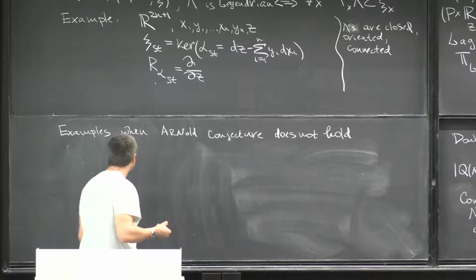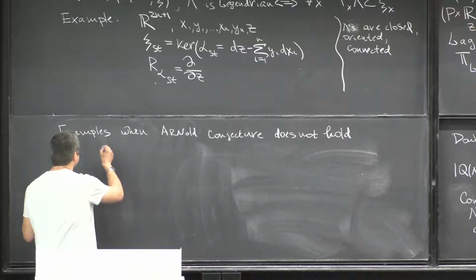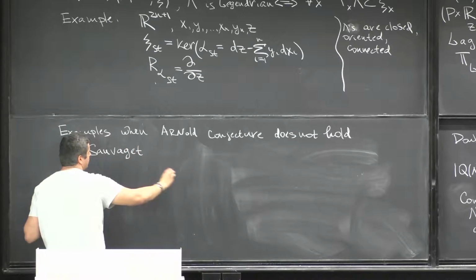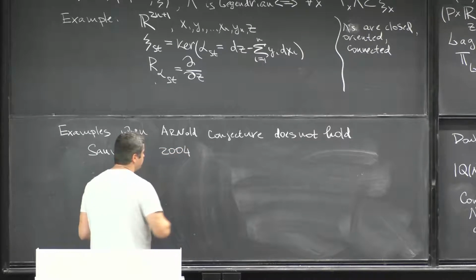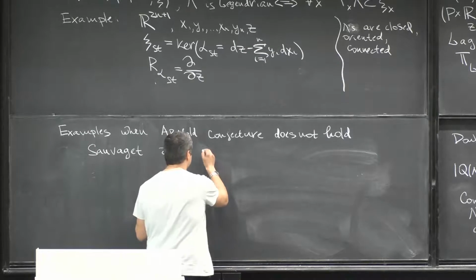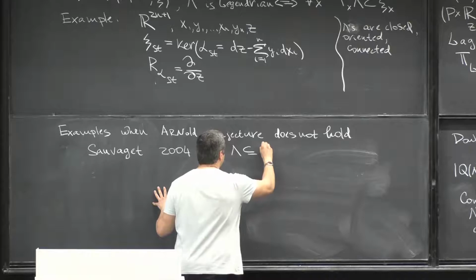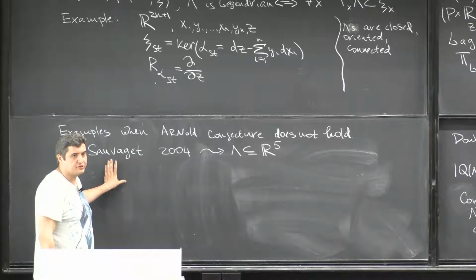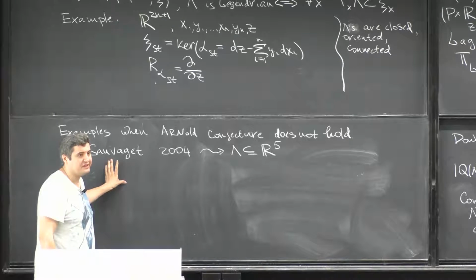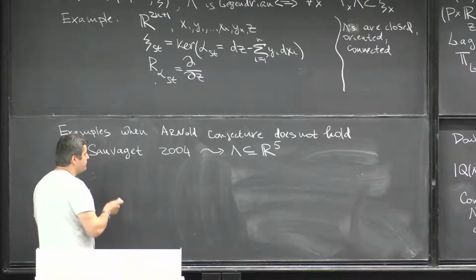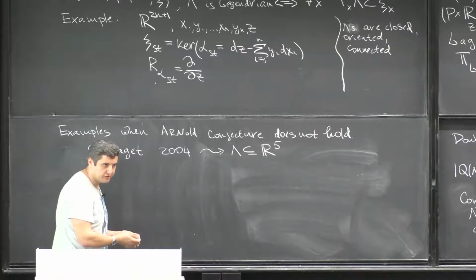So first, I should mention that there was a work of Sauvaget. It appeared in 2004. And Sauvaget constructed by hand some example in R5 where the conjecture is wrong. This work, I should say, wasn't really noticed. So it became famous, or at least known later, when Emmy Murphy discovered so-called loose Legendrian submanifolds. And then people realized that the example of Sauvaget is a loose example.